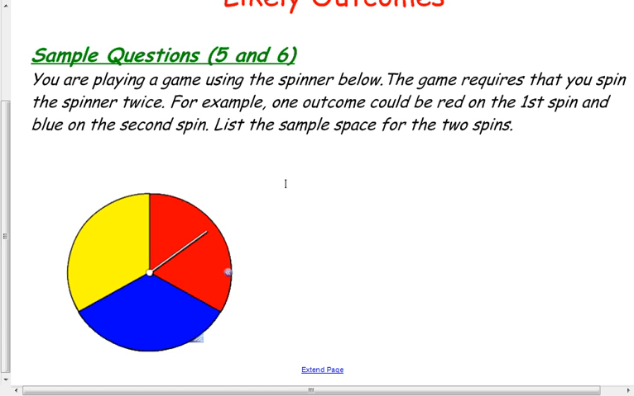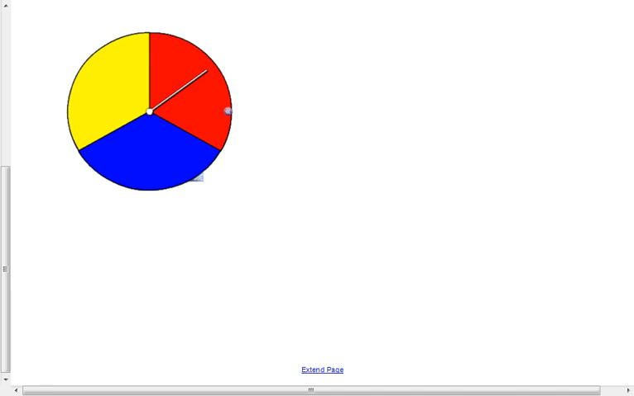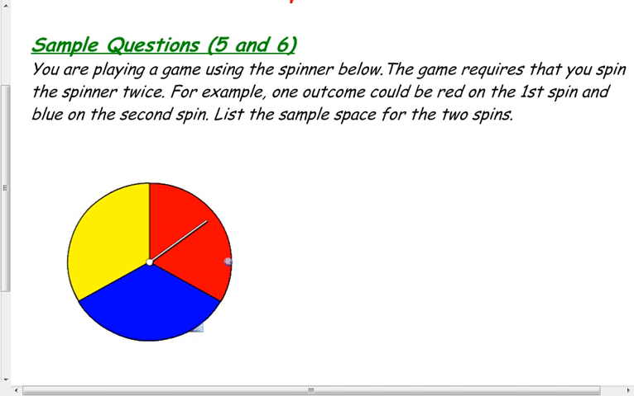So the question here says, you are playing a game using the spinner below. The spinner requires that you spin the spinner twice. For example, one outcome could be red on the first spin and blue on the second spin. So it says list the sample space for the two spins.